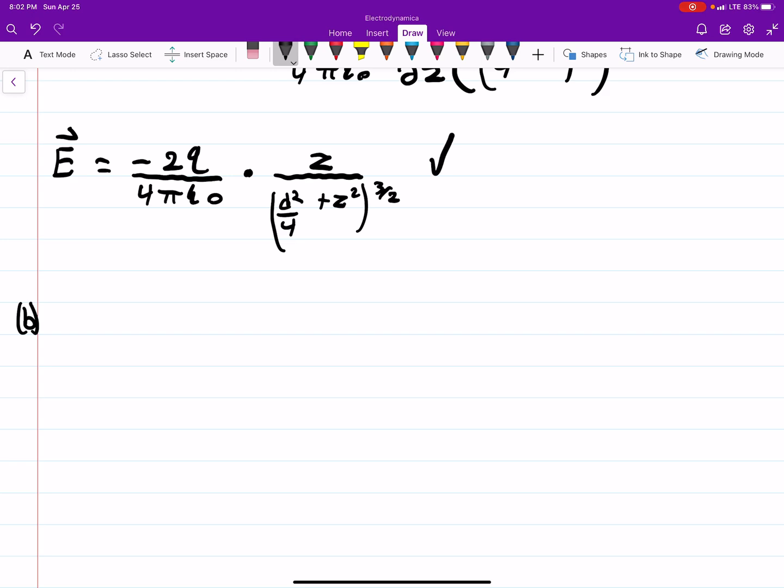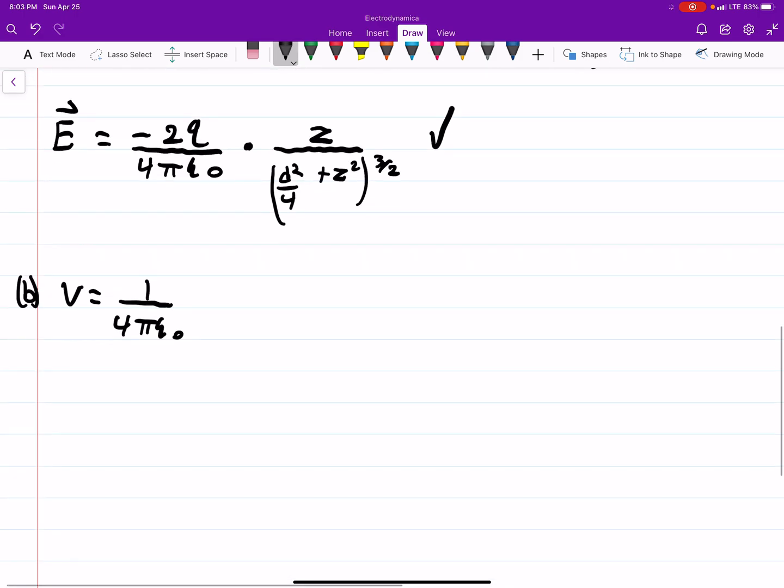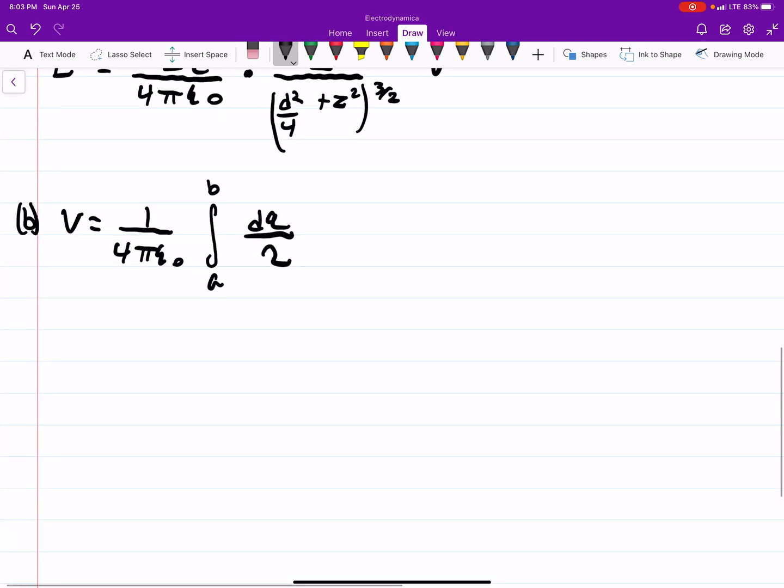For part B, like I said, this is a continuous charge distribution. We have that little line segment here. So that sum becomes an infinite sum, which is just an integral. I'll just say from a to b for now. We'll work out the limits soon. dq over script r. Now dq is equal to lambda dx. Lambda is charge per length, so lambda times dx will just give you the charge.